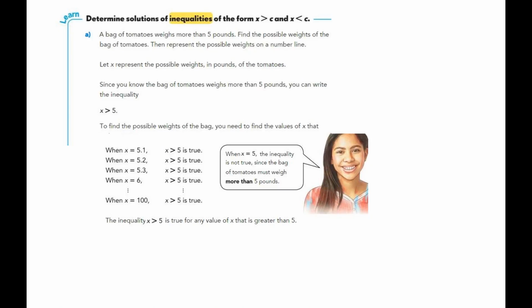Here's a case in point. x cannot equal 5. It means it's not true. It's no longer true, because what we're writing is that x is greater than 5. It weighs more than 5 pounds, so it can't weigh 5 pounds. It has to weigh more. So 5 is not part of the solution, which is what we're about to show you on the number line.